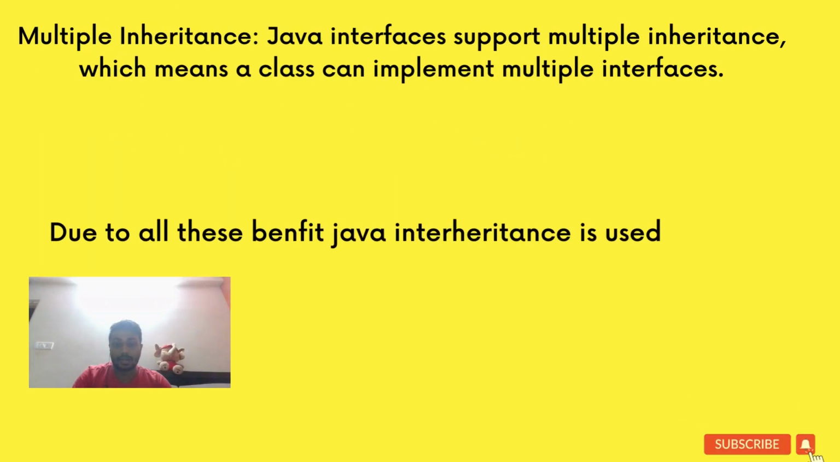So as we move on, let's discuss multiple inheritance. As we are aware, Java supports multiple inheritance through interfaces, which means a class can implement multiple interfaces. And due to this benefit, Java interfaces are used for the inheritance purpose.